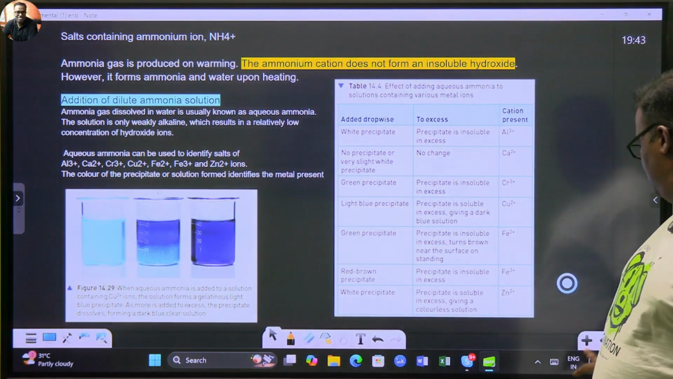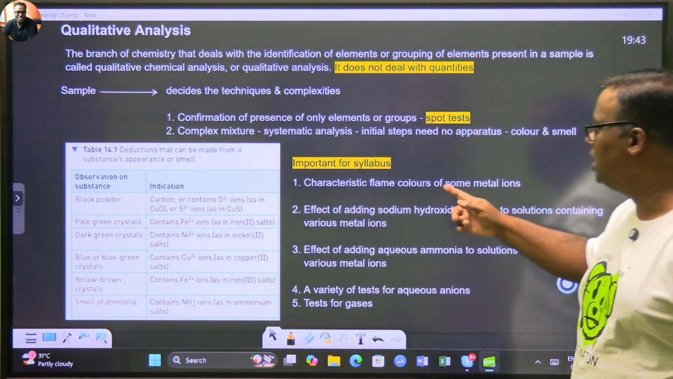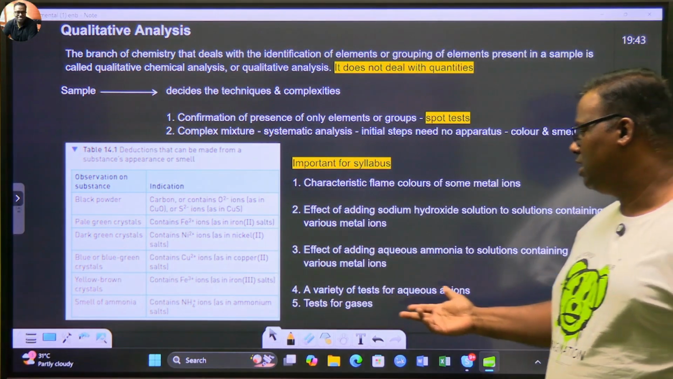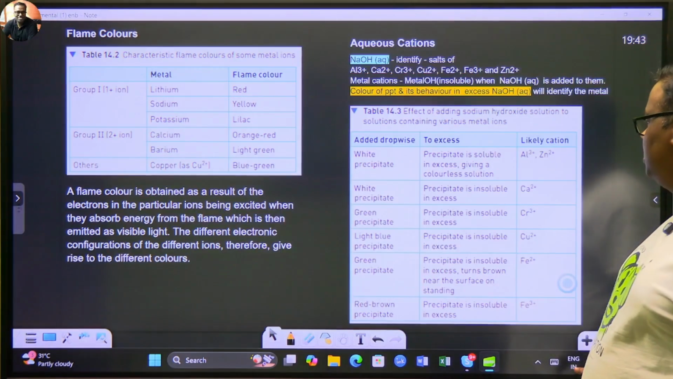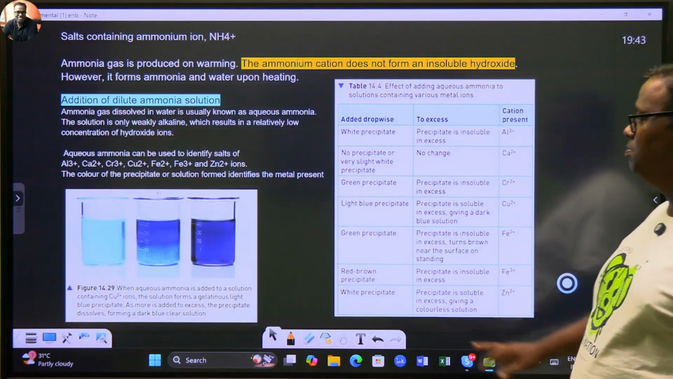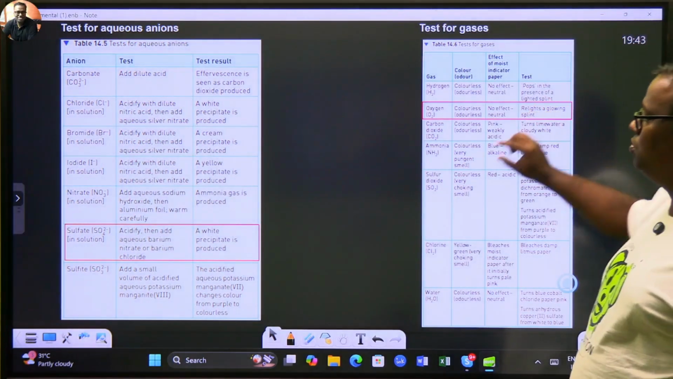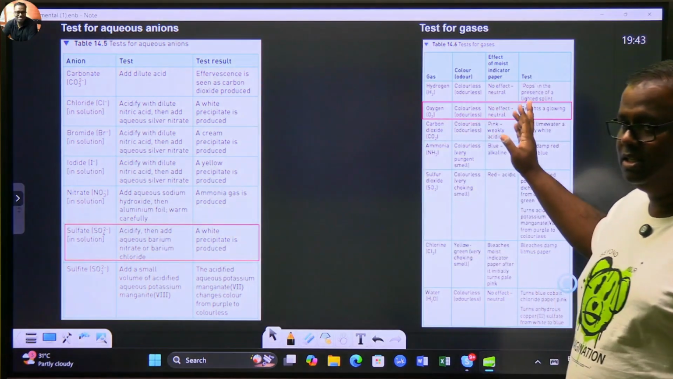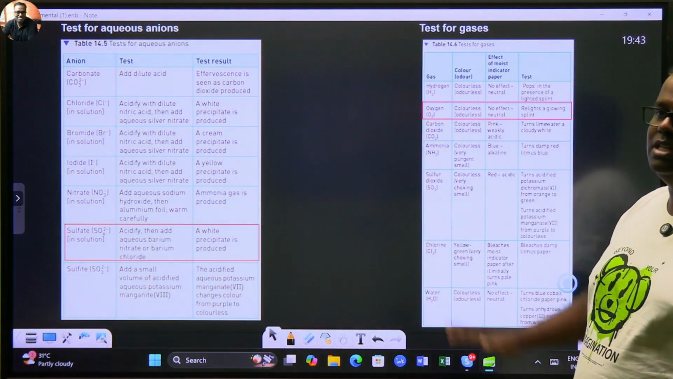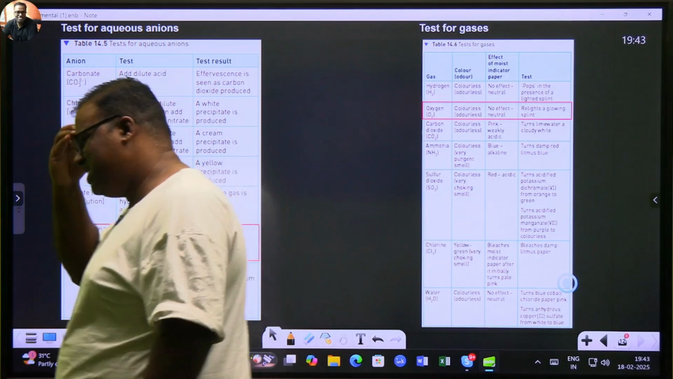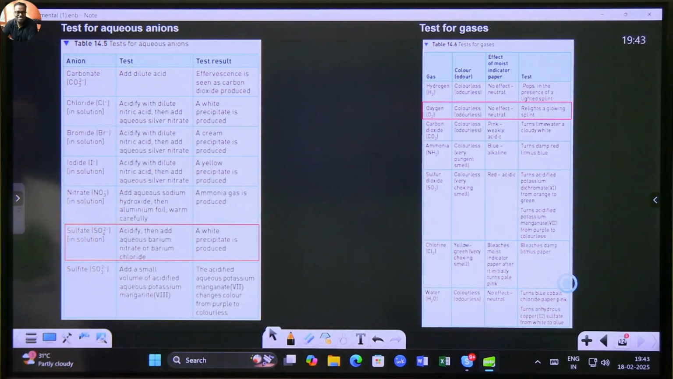Okay? So if we go back to this slide, we have done flame, effect of sodium hydroxide, effect of aqueous ammonia, now the variety of tests for aqueous ions and anions for gases. Okay, children, remember that this copper one is important. Remember this. This is important for you. Okay, next, I've made these two rectangles. These two rectangles are important for us from our exam perspective. Now the types of anions that we are discussing out here are carbonate, chloride, bromide, iodide, nitrate, sulfate and sulfite.